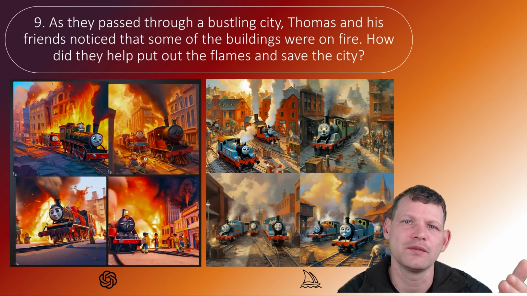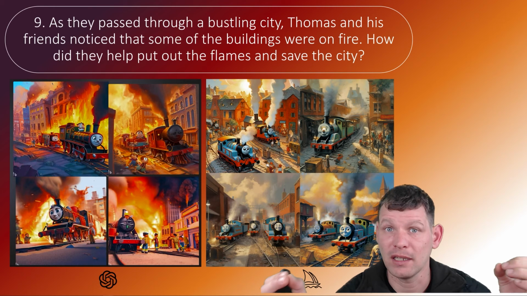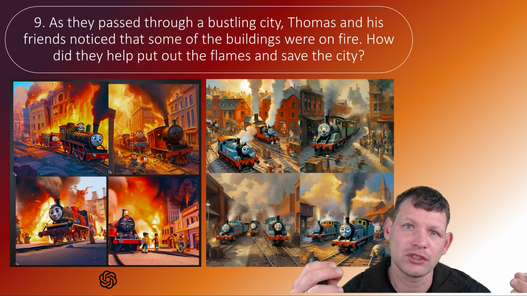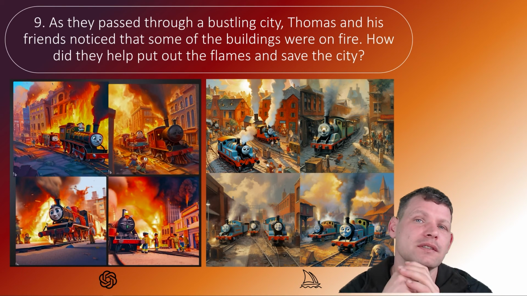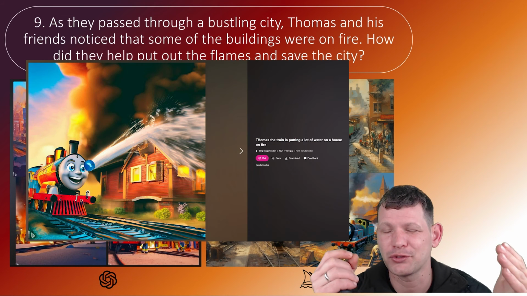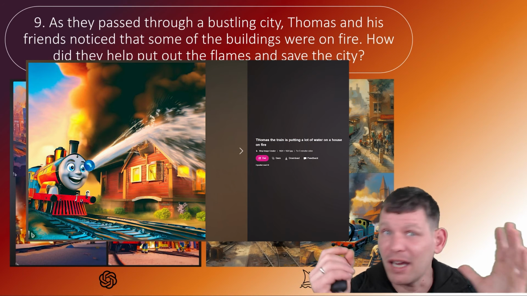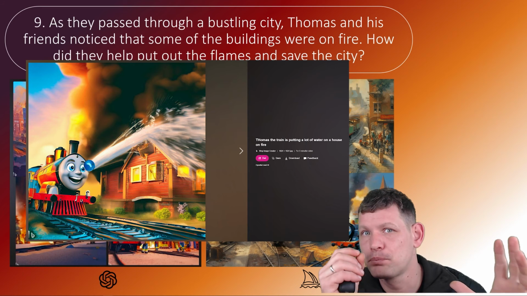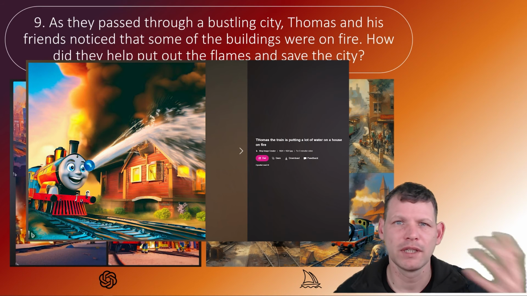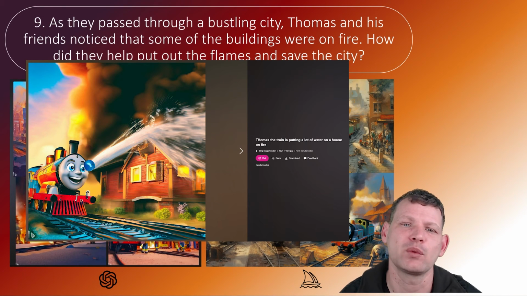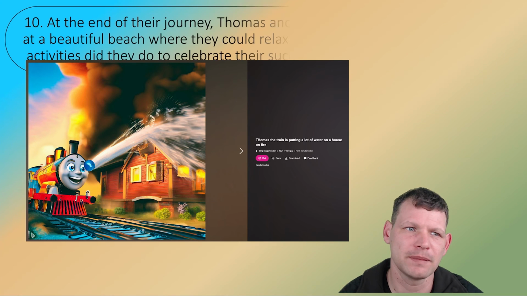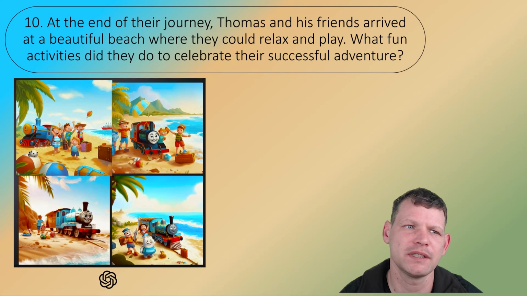The city is on fire. Thomas has a water cannon on top of his train and is putting out the flames. Some of Thomas' train friends are firefighting trains that are putting out the fire. So we need to be more specific in that way. It's too vague.